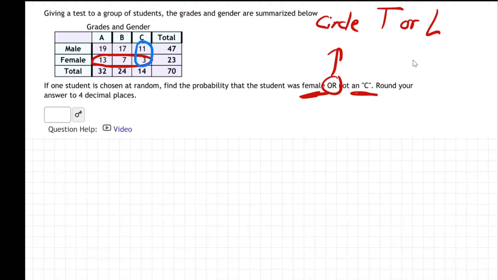Because we're saying a student is chosen at random. We want them to come out. What's the probability they come out to be a person that was either a female or got a C? Well, these people are all females. Any of these would be a female, and any of these people would be people that got C's. I'm not circling any of the total rows because that's going to be like everything added up. I just want the individuals.